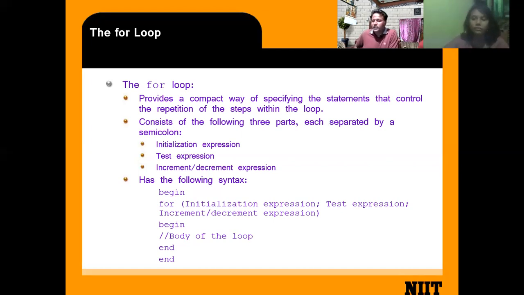It consists of the following three parts, each part separated by a semicolon: initialization expression, test expression, and increment or decrement. So the for loop contains three parts. First you have to initialize the value, then you check the condition. Till your condition is true, you perform the increment or decrement.